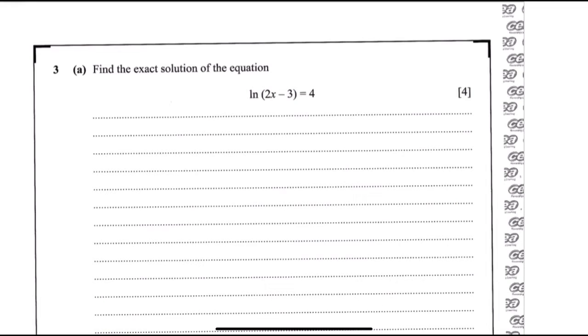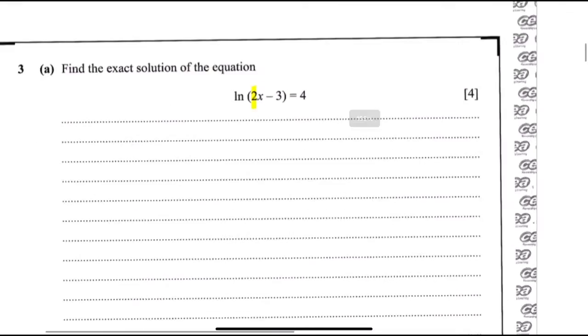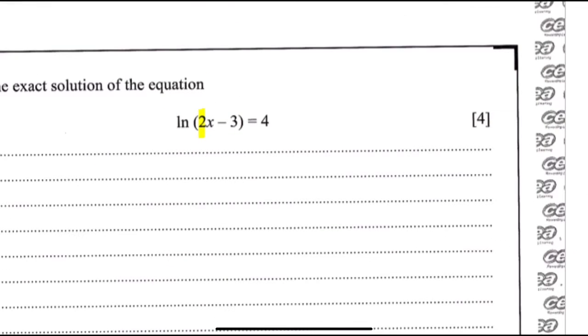ln of 2x minus 3 is equal to 4. So exact solutions. Okay, there's 3 things that are happening to your x. Here it is being multiplied by 2, then you're taking away 3, and then you're doing a ln of it. So let's reverse that process. So the first thing we have to reverse is ln. The inverse of ln is e, so e to the power 4.